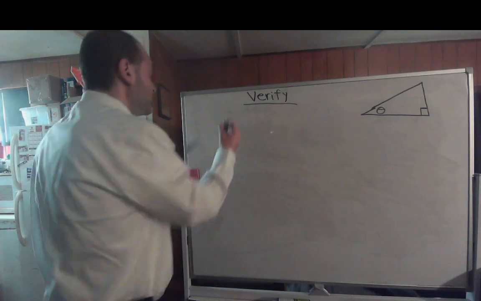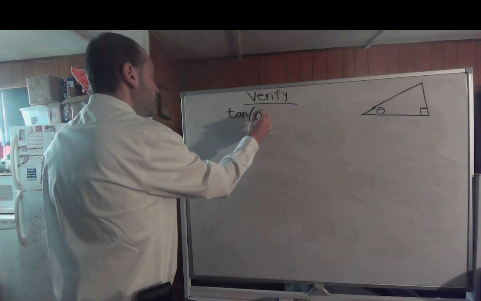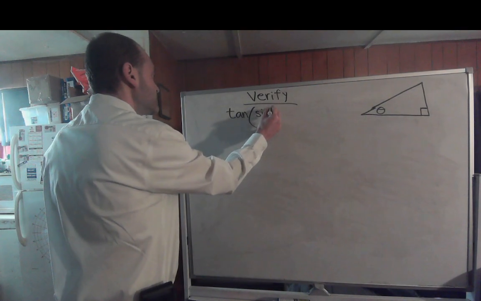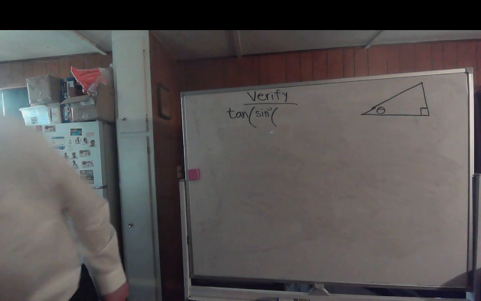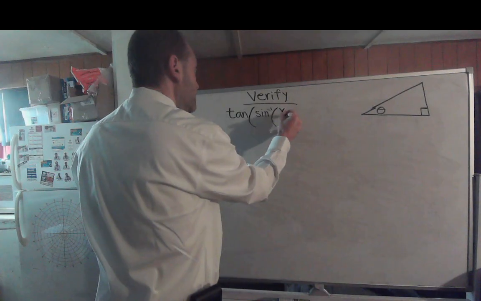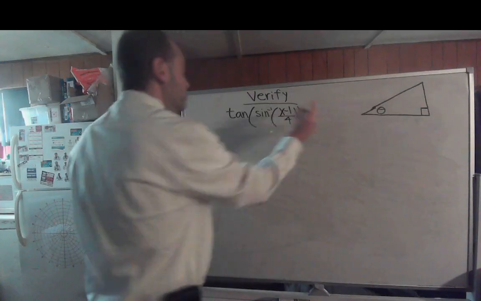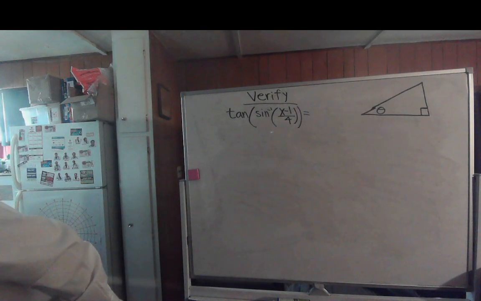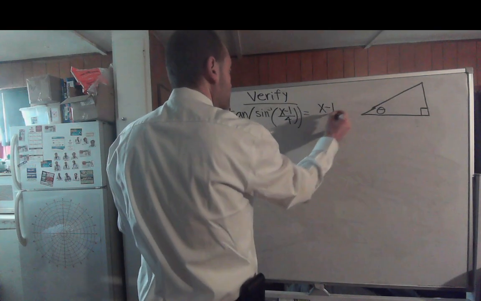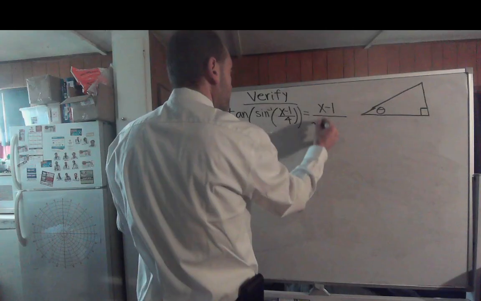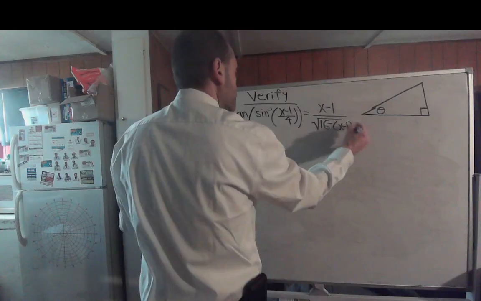This is going to be a fun one. We have the tangent of the sine inverse of x minus 1 over 4 is equal to x minus 1 all over the square root of 16 minus the quantity of x minus 1 squared.